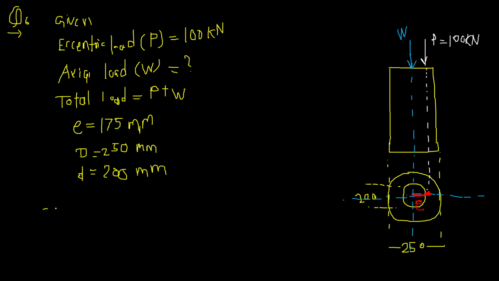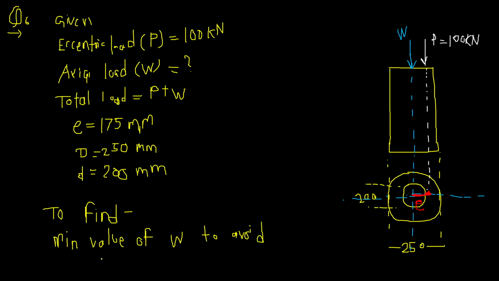So now the next thing is to find. So write down the statement what is given here to find. We have to find the minimum value of axial load W to avoid tensile stresses.